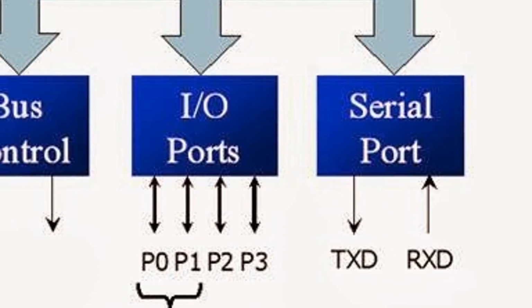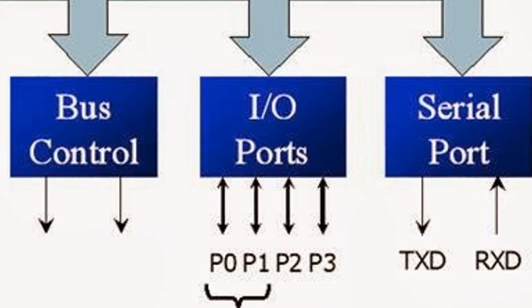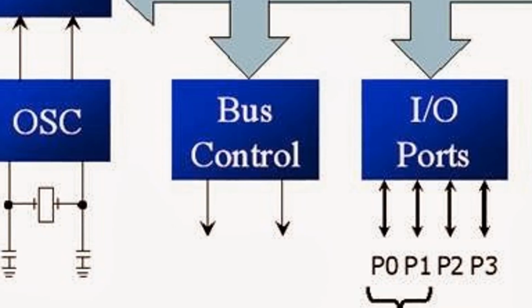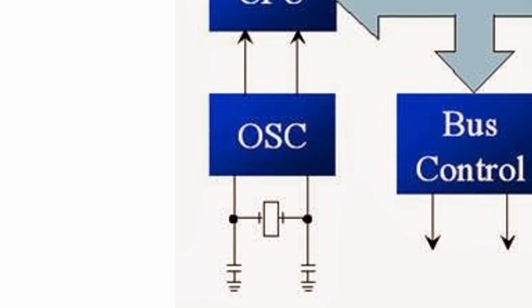Next is IO port. IO ports are bidirectional, as the name says, input and output. We can interface output devices like LCD, and input devices like a keyboard, and we can also interface sensors as input devices. Next is bus control. We can use a data bus of 8 bits or an address bus of 16 bits. And last but not the least, the oscillator. The oscillator provides the frequency at which the operation of our CPU is carried out.